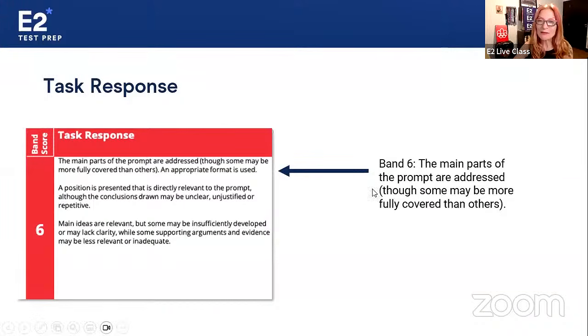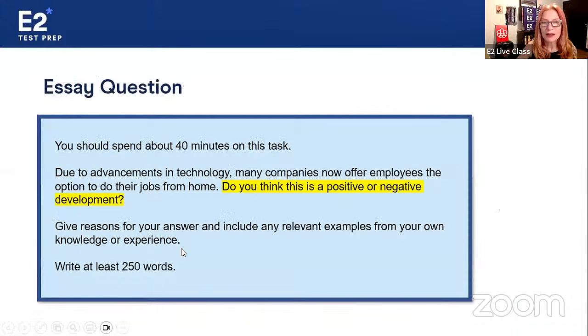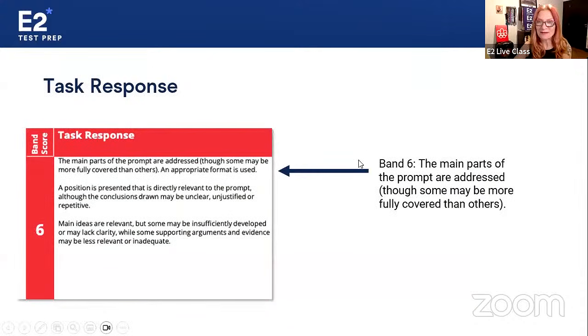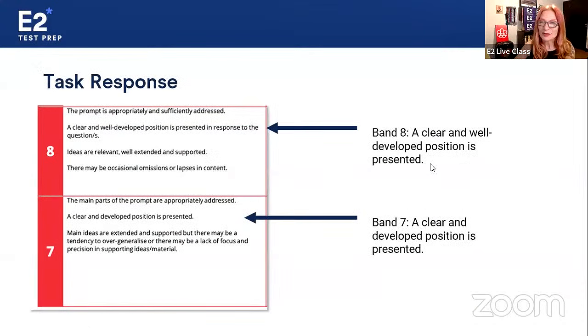Band 6 now, the main parts of the prompt are addressed, though some may be only partly or not fully. In this case, if we go back to the prompt, let's suppose we don't talk about technology. We only talk about the positive or the negative aspects of companies and employees, and we miss out technology. That would be incomplete. So that would be band 6, okay? So remember that.